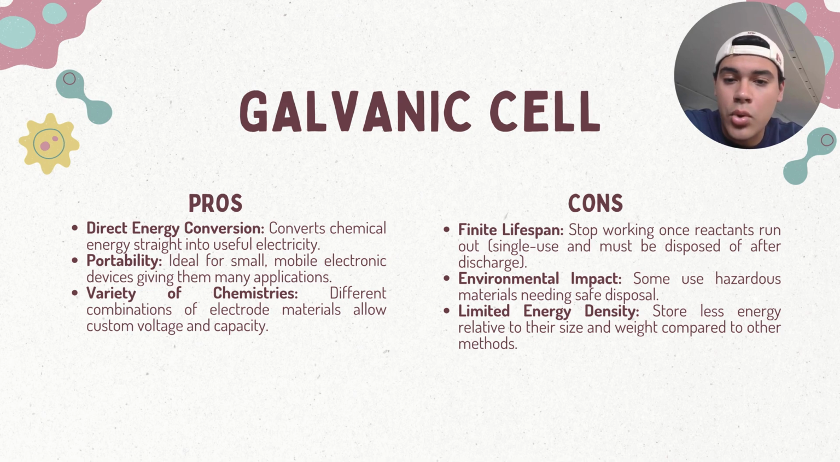So for the galvanic cell, the pros: they have direct energy conversion because they convert chemical energy straight into useful electricity. Portability, they are ideal for small mobile electronic devices, giving them many applications. The variety of chemistries, different combinations of electrode materials allow custom voltage and capacity.